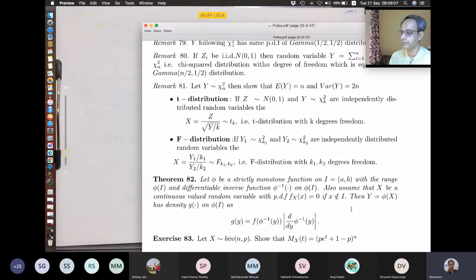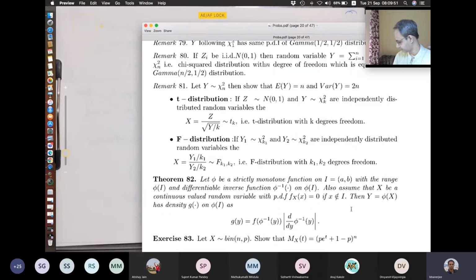Then if you define Y equals phi of X, the density function of Y, given by g on the range phi of I, is g of y equals f of phi inverse y. That means the inverse function goes into f_X, times the derivative of the inverse function, with absolute value. This absolute value is the most important thing here, because it is a PDF. A PDF cannot take negative values. Either it can be 0 or it can be positive. So that is the whole idea.